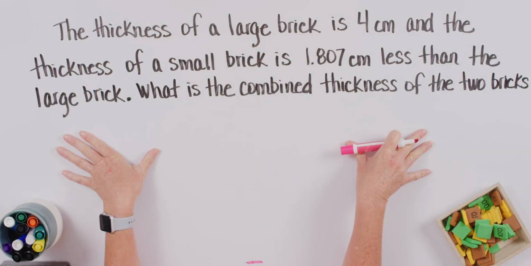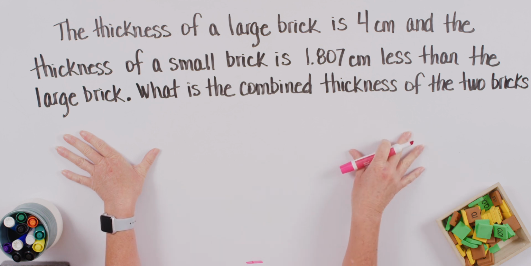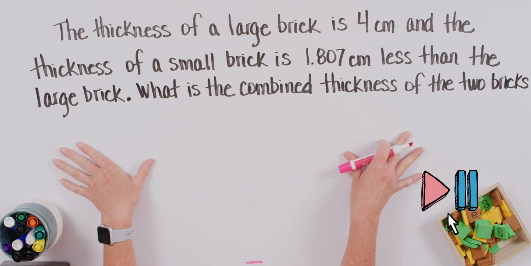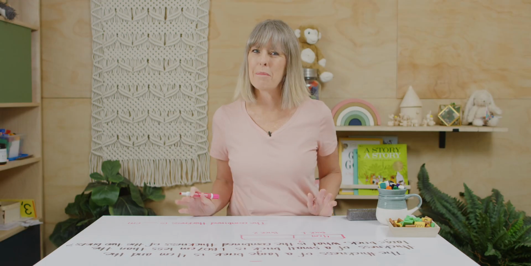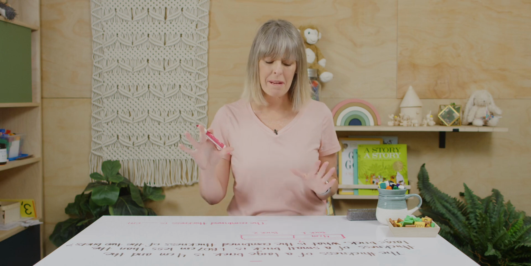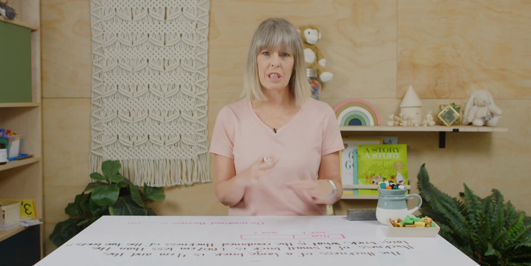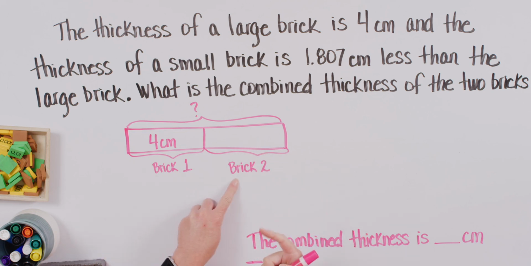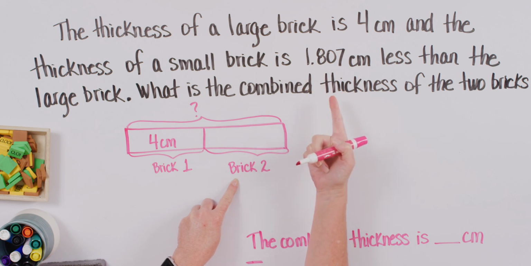Hopefully you've already gotten this written down, and I want you to even pause the video, see if you can work through this one on your own, and then come back and check your answer with me. All right, you know me, I love to draw bar models to help me see pictorially what's going on here. So I do know that the thickness of the large brick, which I labeled brick number 1, maybe I should label as large brick, 4 centimeters, and the thickness of the small brick is 1 and 807 thousandths centimeters less than the large brick. What is the combined thickness of the 2 bricks?